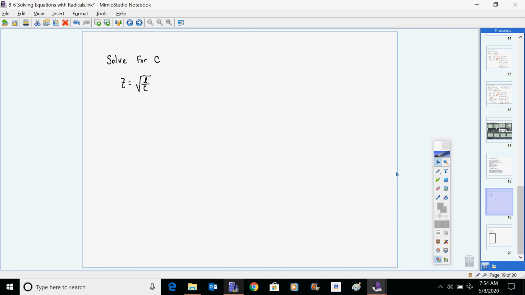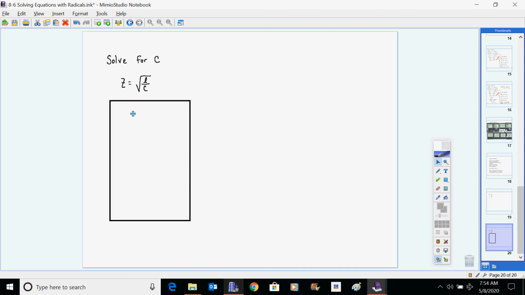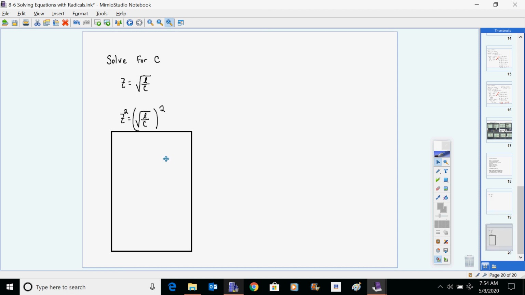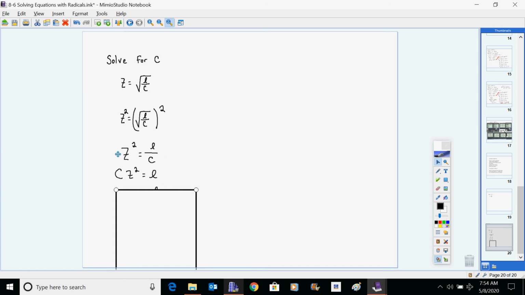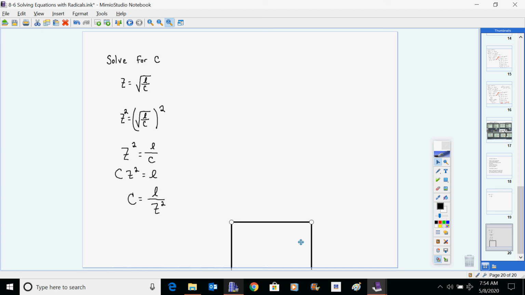Okay, one more. What if they're all variables? We've done all variables before, so you can square both sides. And you're supposed to be solving for c. Well, c is in the denominator. We need to make it so it's in the numerator, so we'll multiply both sides by c and divide by z squared. And you can have that. So we ended on a nice, easy one.